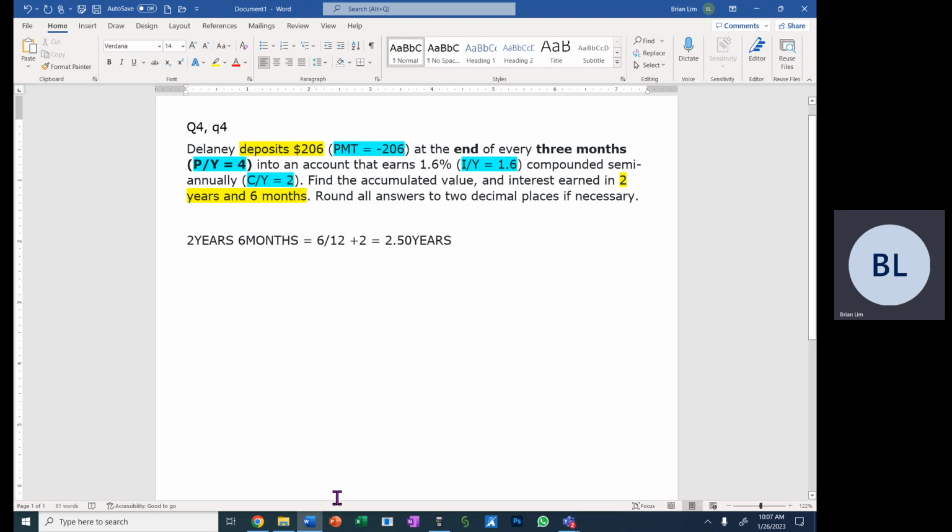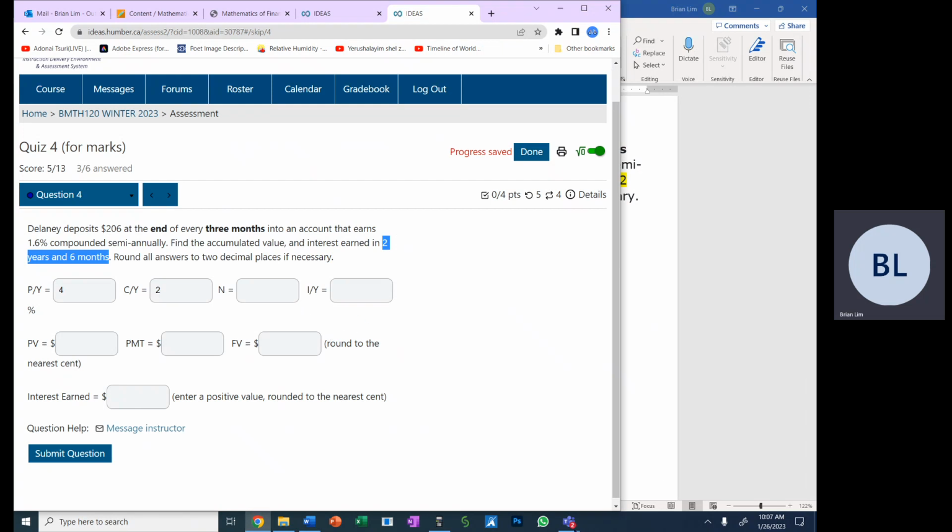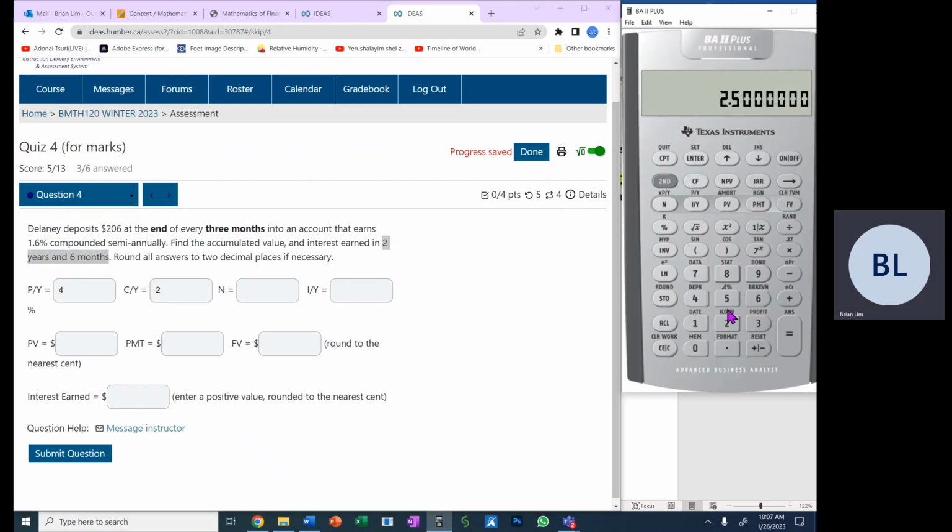Okay, so with that, we can now go back to the question and use the calculator. We put in the 2.5 and we go second N and get the 10, and we click on N once more to insert the value for N, which in this case is 10. All right, now what is the interest rate? Well, the interest rate is right up here, that's 1.6. If we wish, we could just copy and paste it in there.